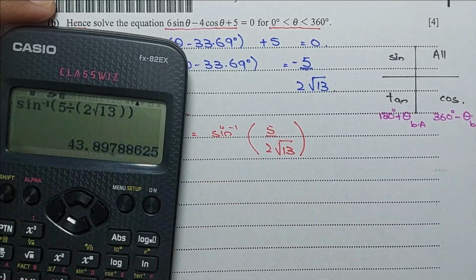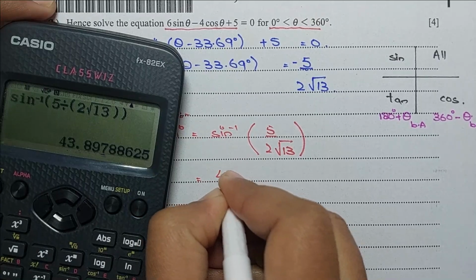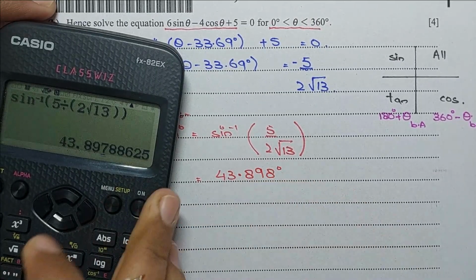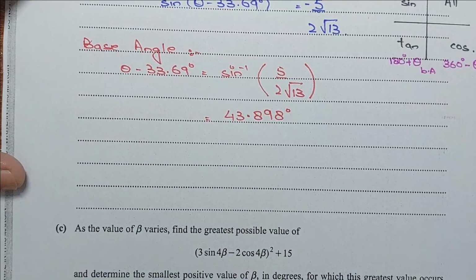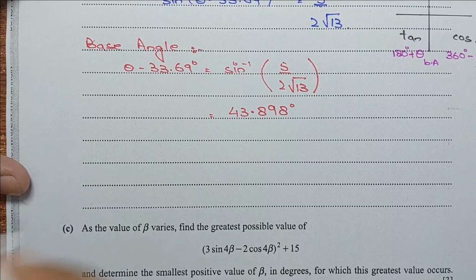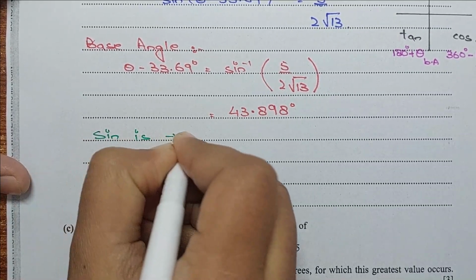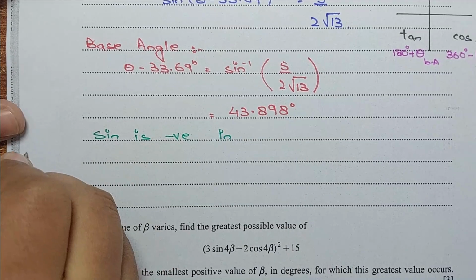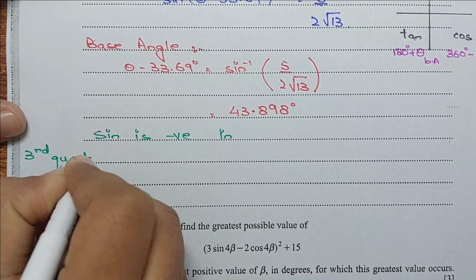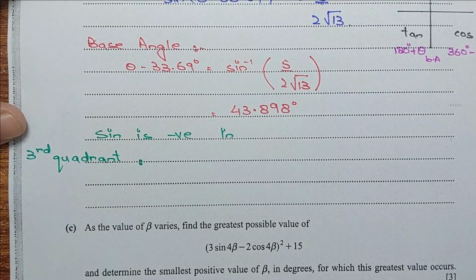So the base angle is 43.898 degrees. This is your base angle, right? All right. Now we know that sine is negative in which quadrant? Sine is negative in the third quadrant and in the fourth quadrant. So what is the value for the third quadrant?